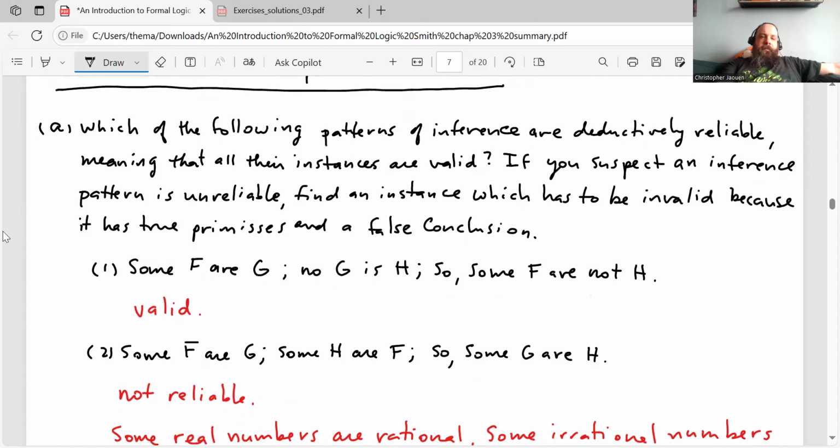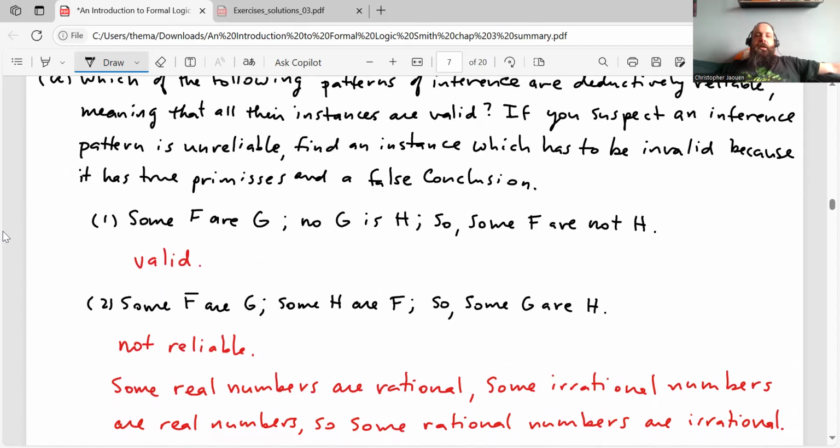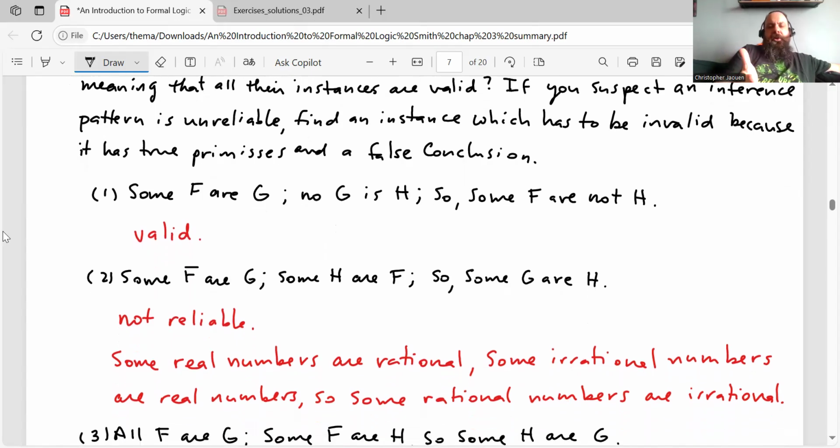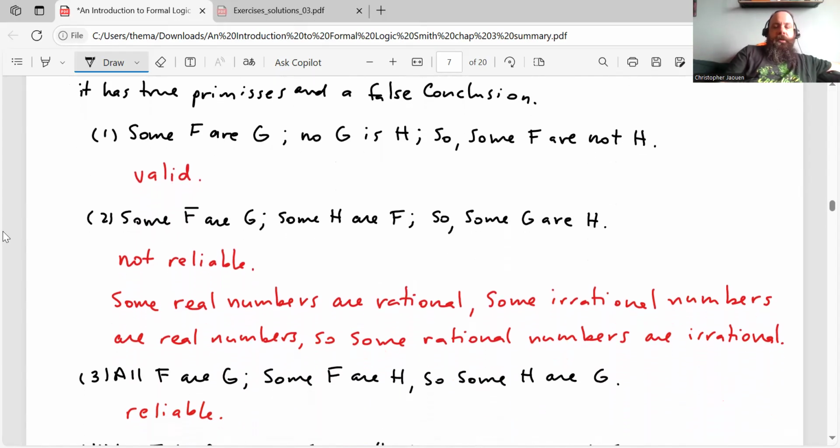So, 1: some F are G, no G is H, so some F are not H. Clearly, this is a valid argument, right? There's no way that the premises can be true and the conclusion false. That's again what we mean by a valid argument. He's also saying reliable. It means we would say that it's reliable if it's valid. The inference step I'm talking about, right?